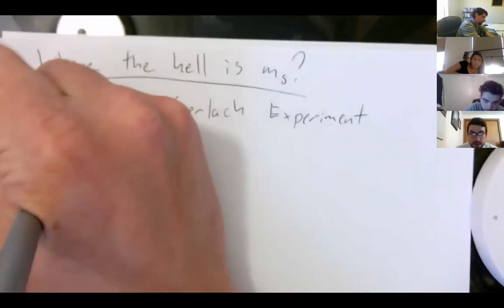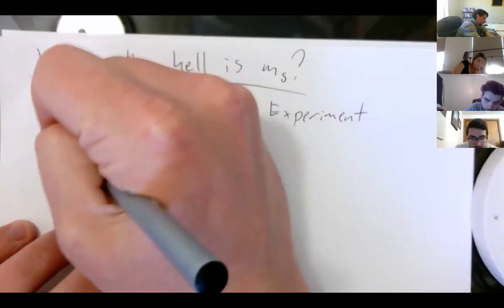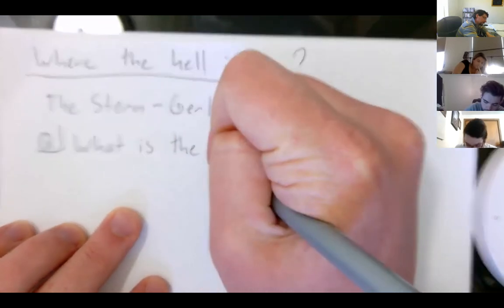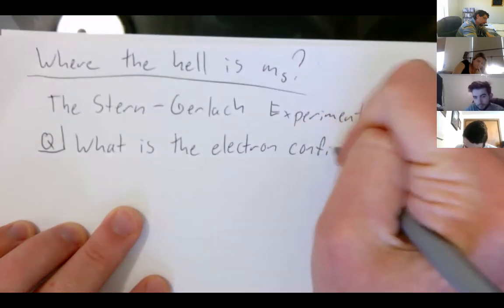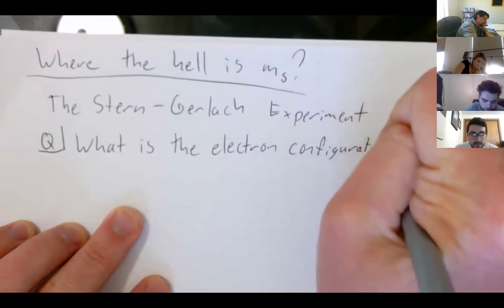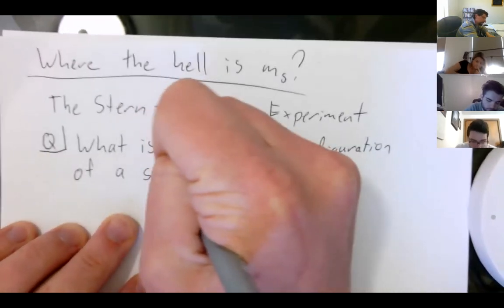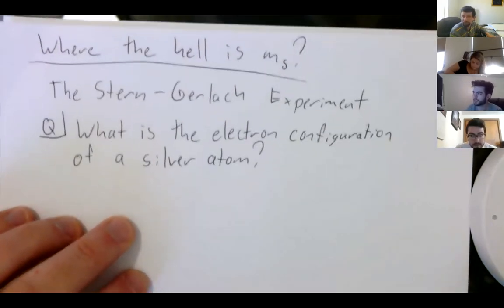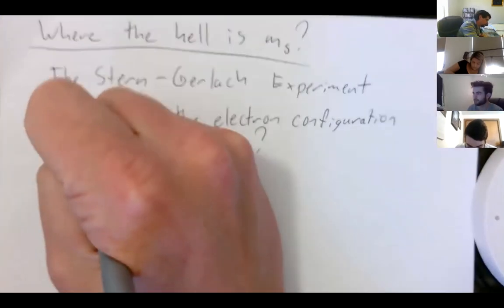Okay. The next question I'm going to ask you is going to seem completely unrelated, but it is related. What is the electron configuration of silver, a silver atom? Would you like the full or would you like the condensed? You can give me condensed.